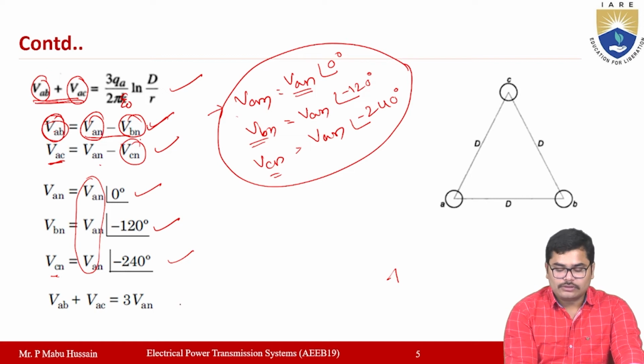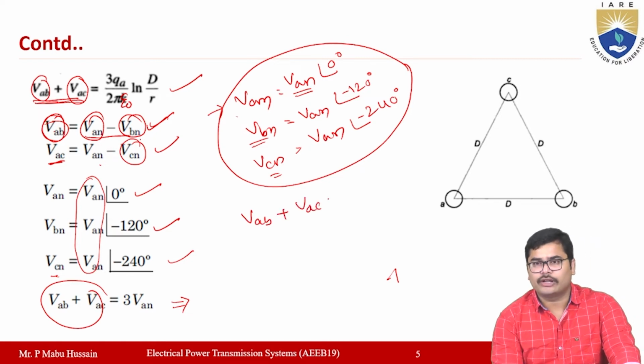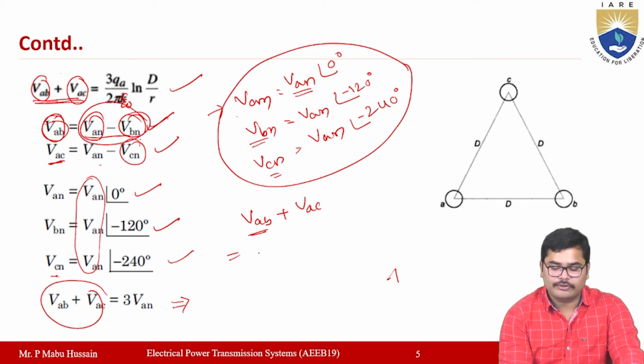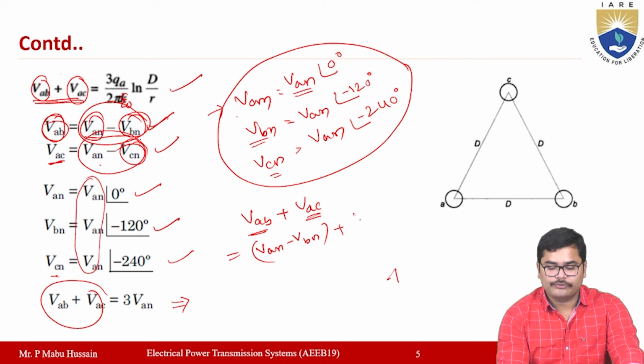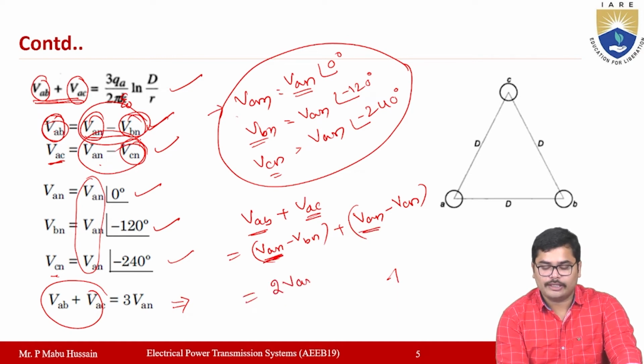Now we are going to write VAB plus VAC. In place of VAB you can write VAN minus VBN, plus in place of VAC you can write VAN minus VCN. So this can be written as 2 VAN minus VBN minus VCN.